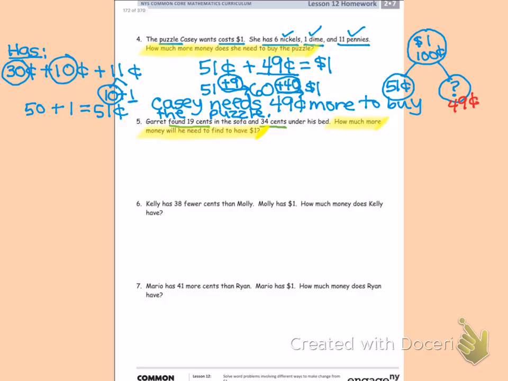Again, I'll go ahead and figure out how much he has. He has the 19 cents from the sofa and 34 cents from under his bed.